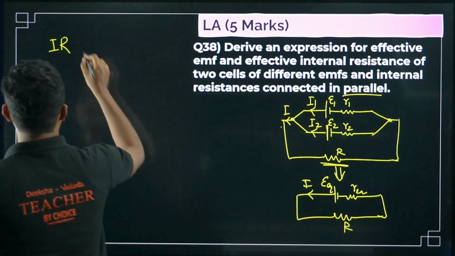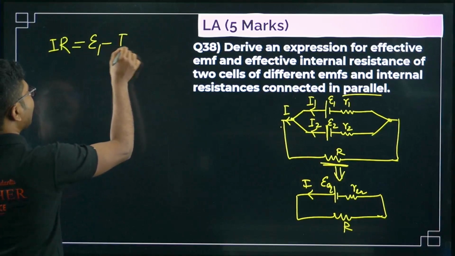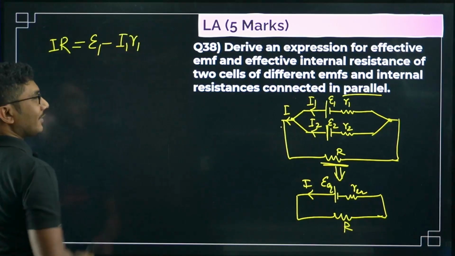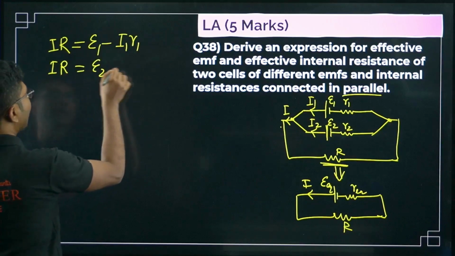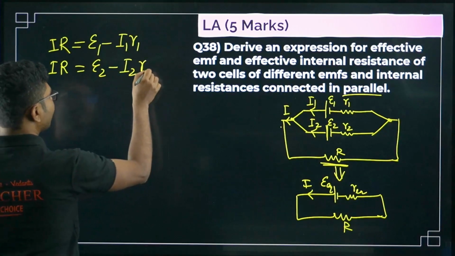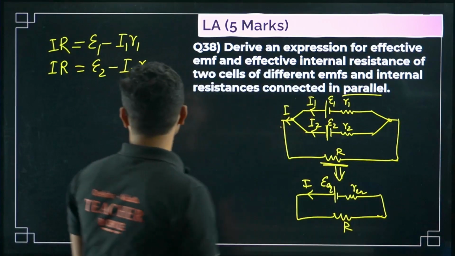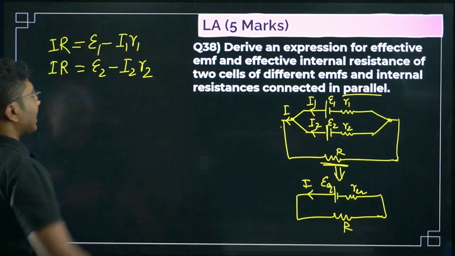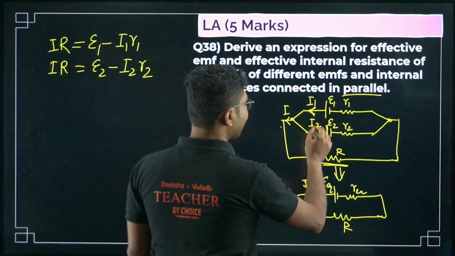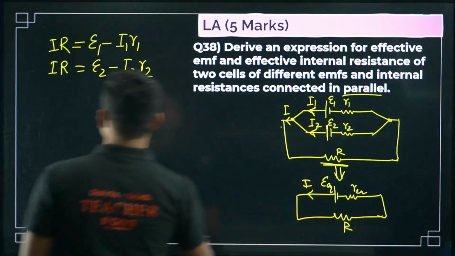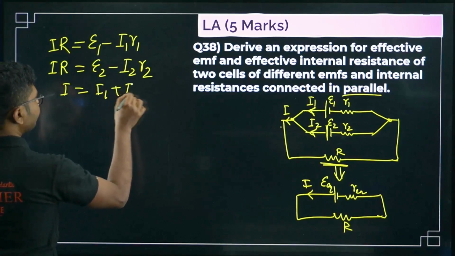Voltage drop across this resistance R is I into R, and that is the same for both the EMFs. Now I into R is given by epsilon 1 minus I1 into R1, right? And I into R again will be equal to epsilon 2 minus I2 R2, right? These are the known formulas, so this is how we will start our journey. Now we also know that these two currents merge to form I. So I is equal to I1 plus I2.